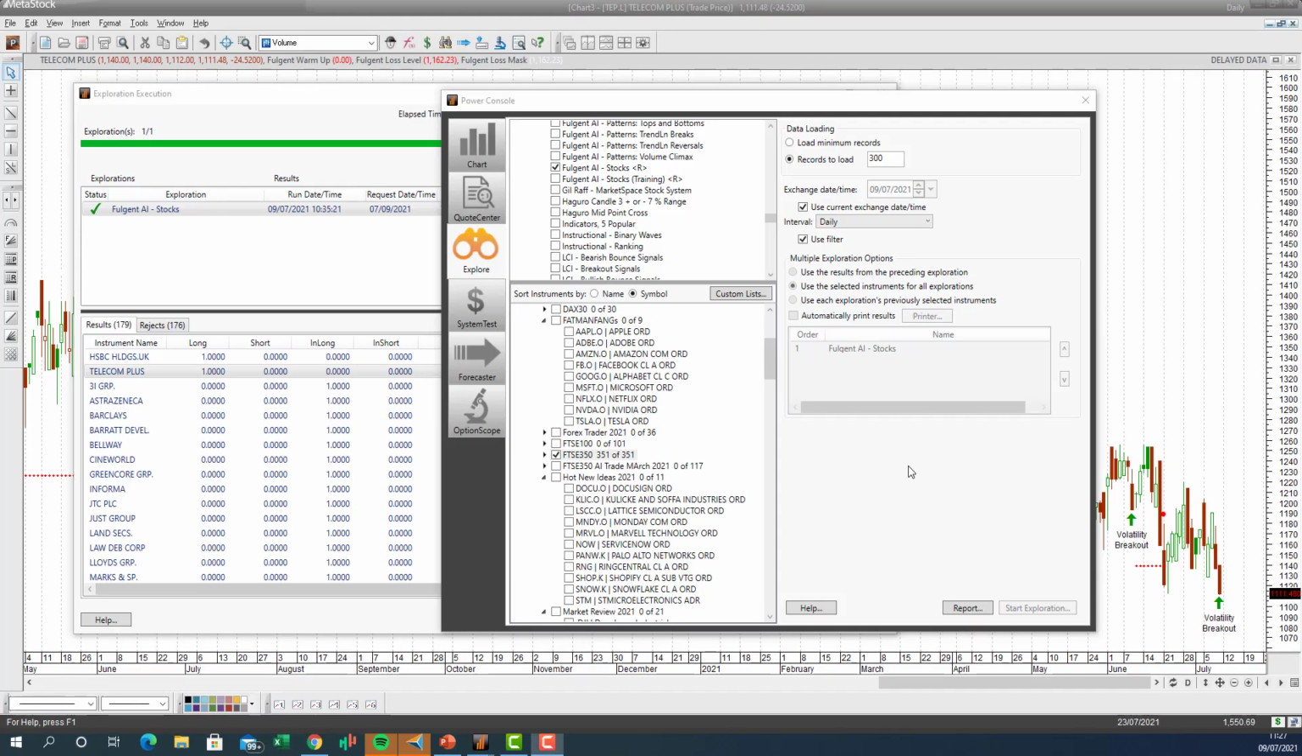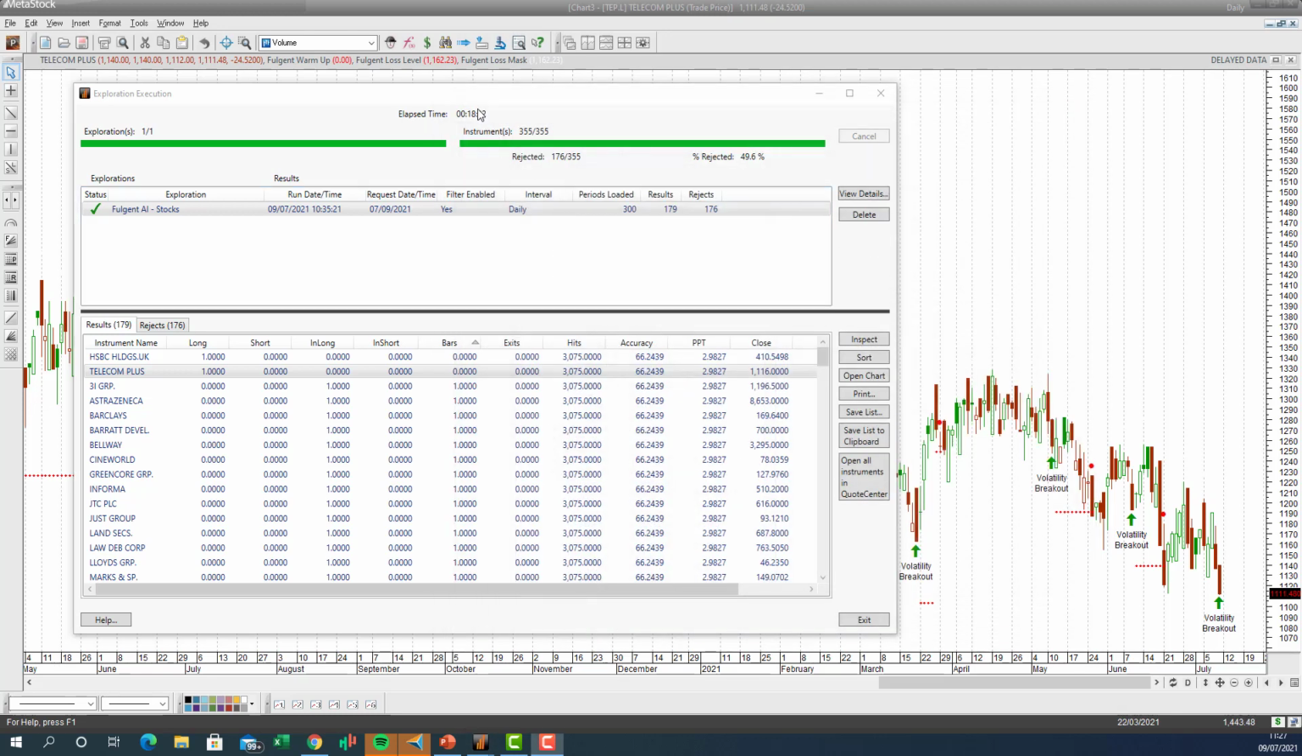Jumping straight into the Metastock platform, I've got the Fulgent AI engine selected under the Explorer tab. I've got the 350 index constituents selected, and I've run the scan. I did it earlier. It took about 18 minutes to run through the FTSE350. And here's the end result. The column headings are important. A one in the long column tells you the AI is in a long position, and a one in the short column means the AI is in a short position. It looks like we have mostly longs in the current AI engine.